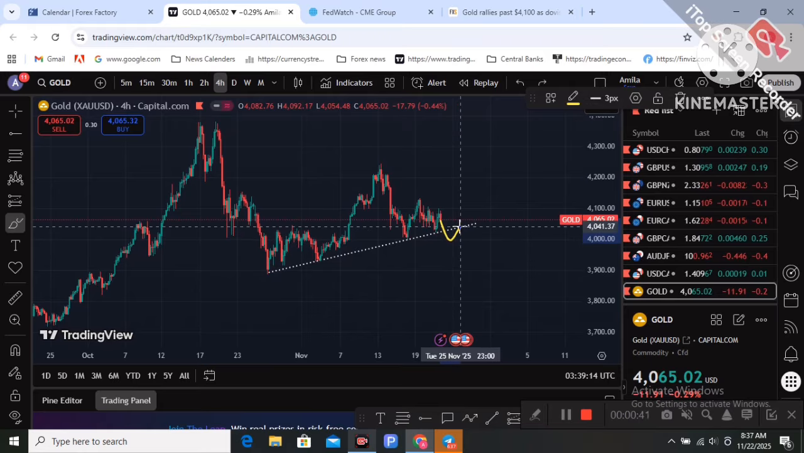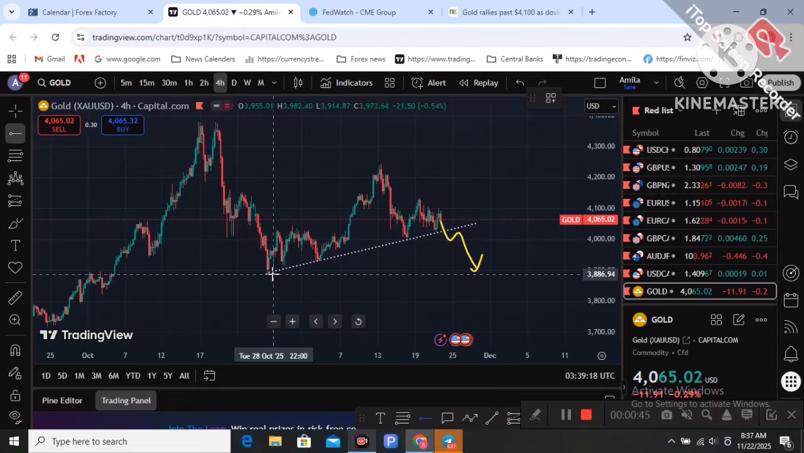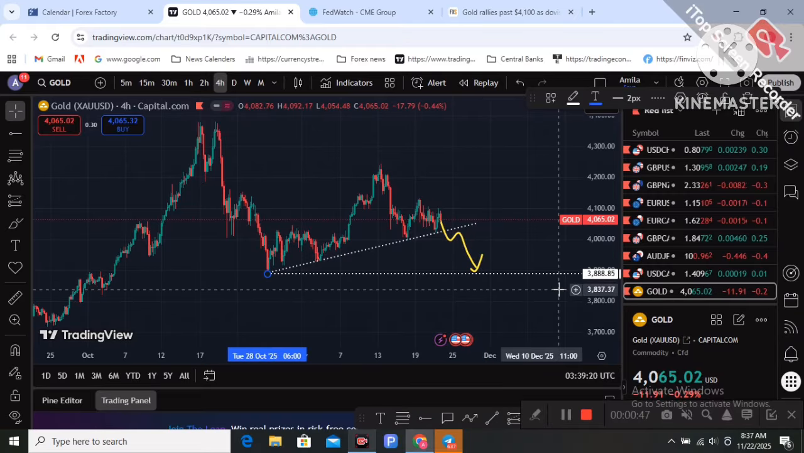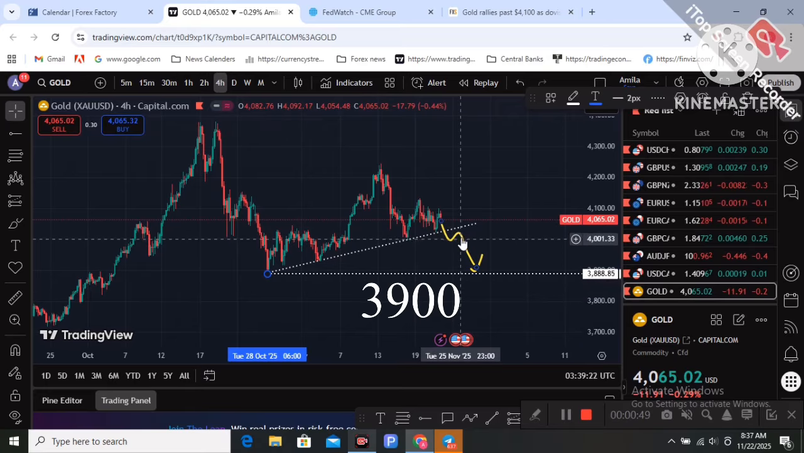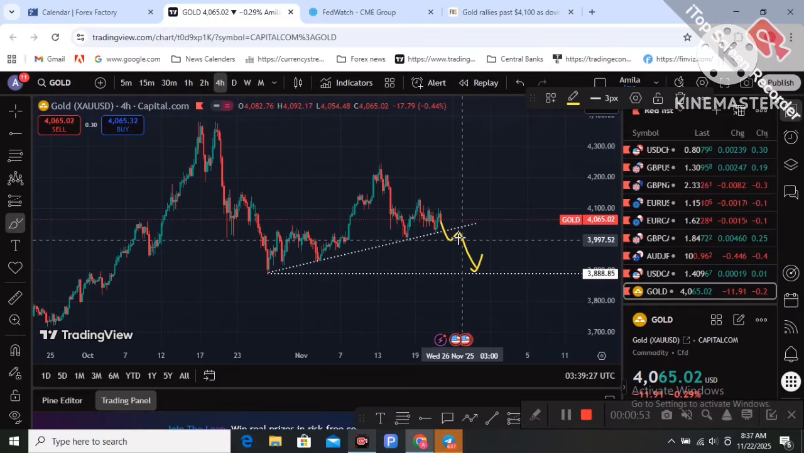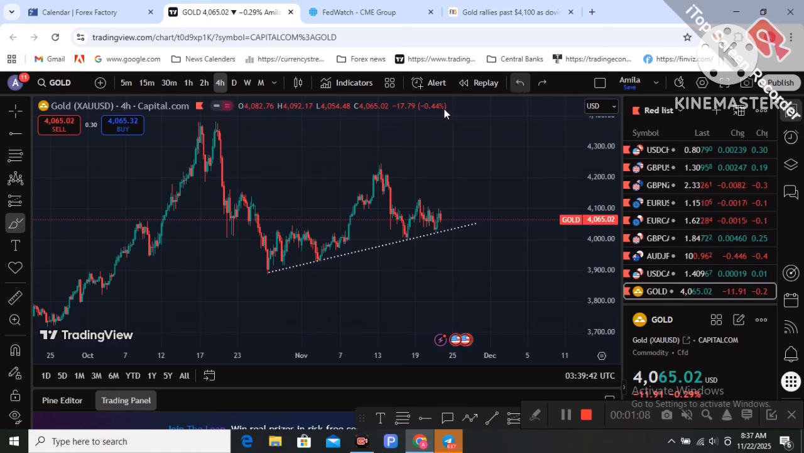So price breaks out of this, retests, and next week you have a sell opportunity again. 3900 is the support level below, the target. At this point, price broke out of this trend line and retested. It has a sell opportunity, but you should wait for the price action before taking the trade. This is the technical picture I am seeing here on the 4 hour chart.